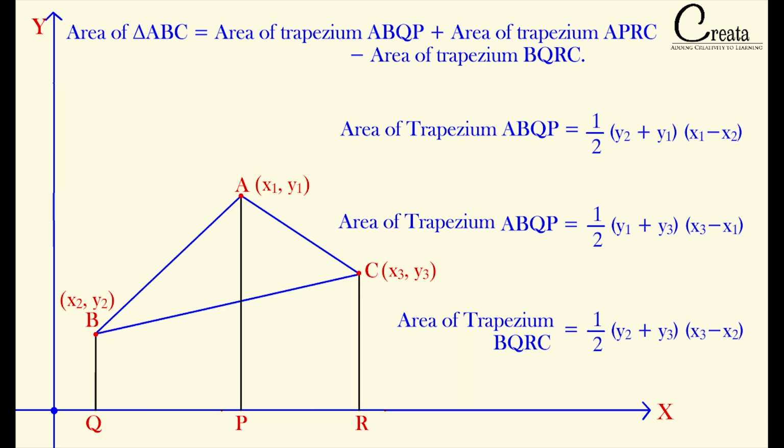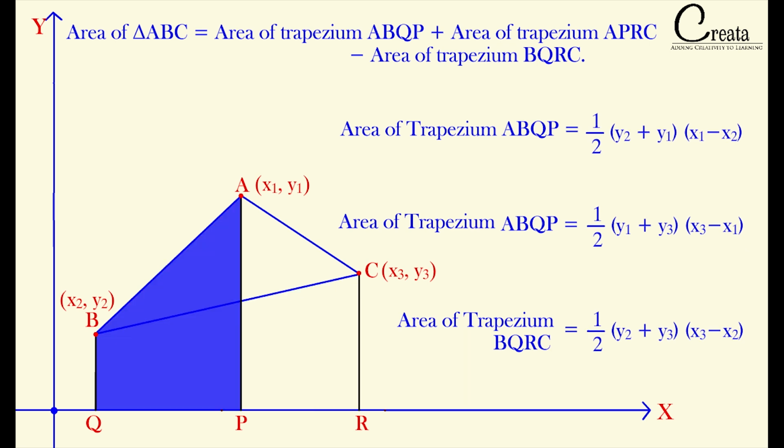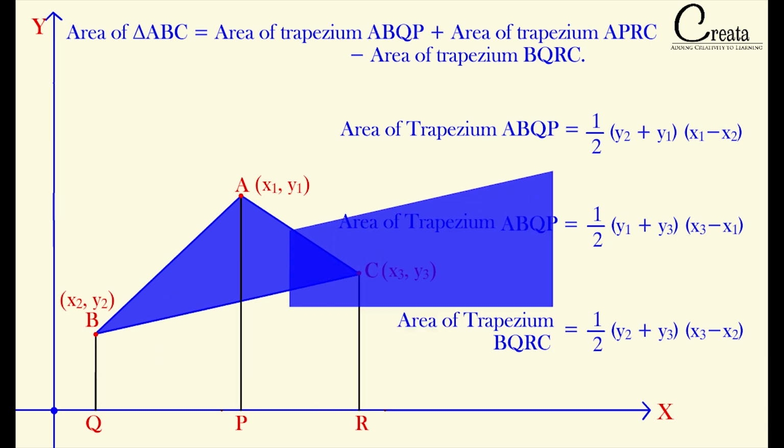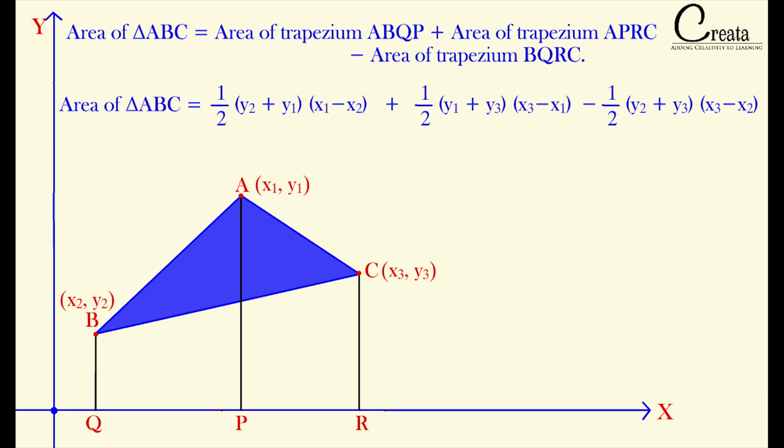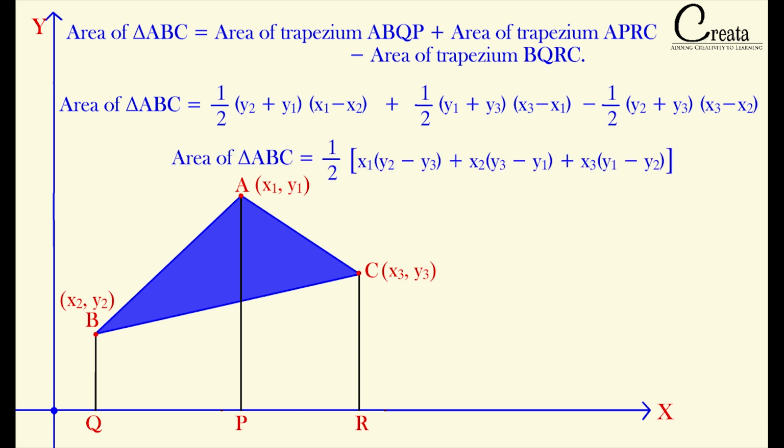So basically we got the area of all these three trapeziums. Now we can find the area of the triangle, which will be equal to the addition of these two trapeziums minus the area of this trapezium. We know the area of all of these trapeziums. Let's put the area in our main equation. On putting the values and solving, we got the area of our triangle ABC is equal to half into x1 times y2 minus y3 plus x2 times y3 minus y1 plus x3 times y1 minus y2. This is the formula of the area of the triangle.